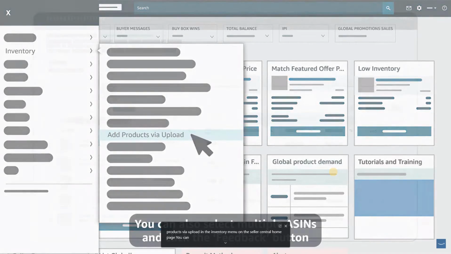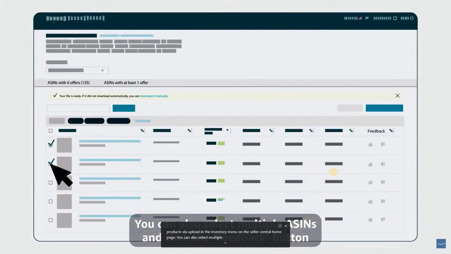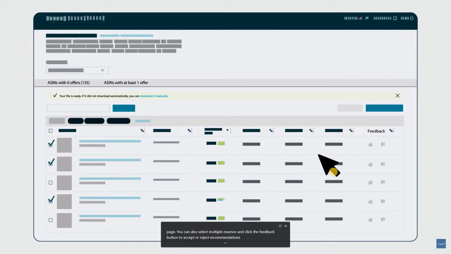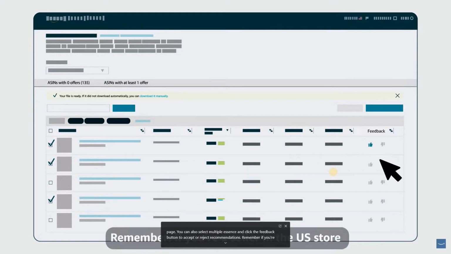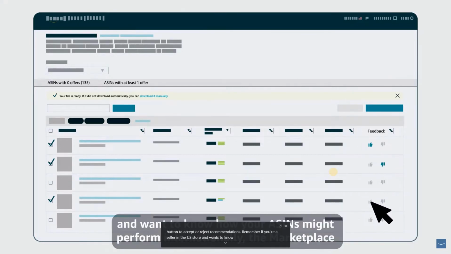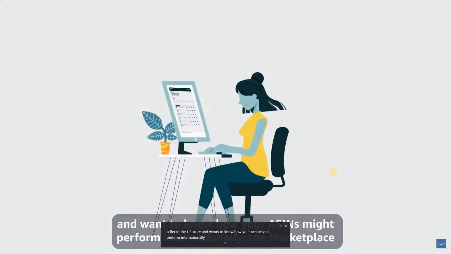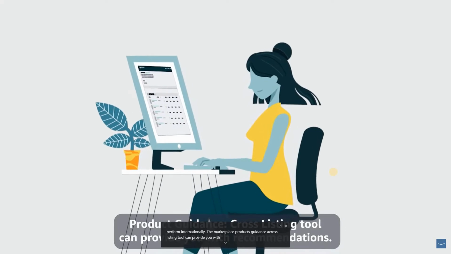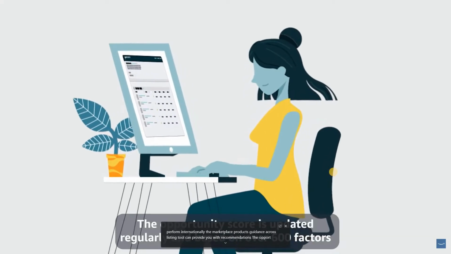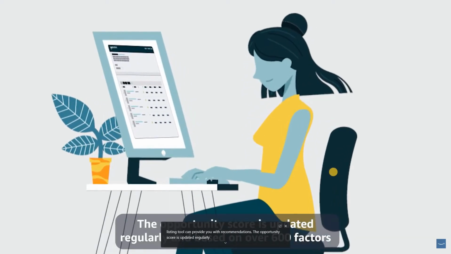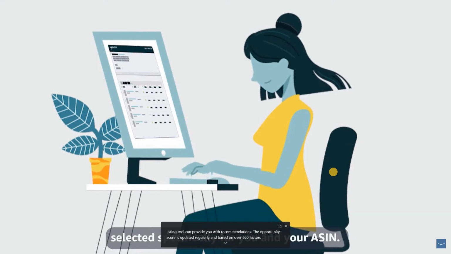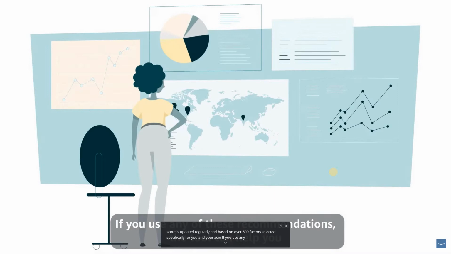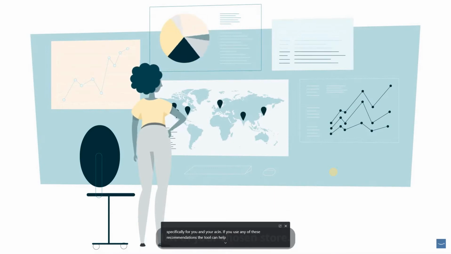You can also select multiple ASINs and click the Feedback button to accept or reject recommendations. Remember, if you're a seller in the US store and want to know how your ASINs might perform internationally, the Marketplace Product Guidance Cross-Listing tool can provide you with recommendations. The opportunity score is updated regularly and based on over 600 factors selected specifically for you and your ASIN. If you use any of these recommendations, the tool can help you list in your chosen store.